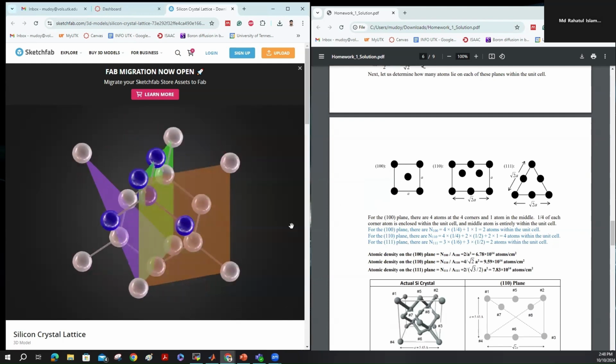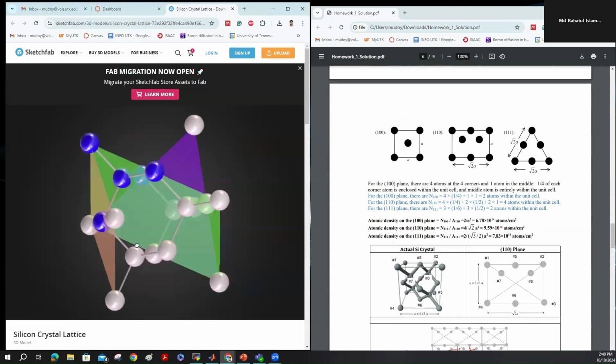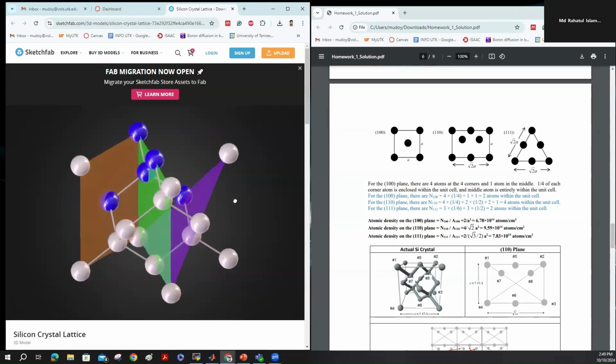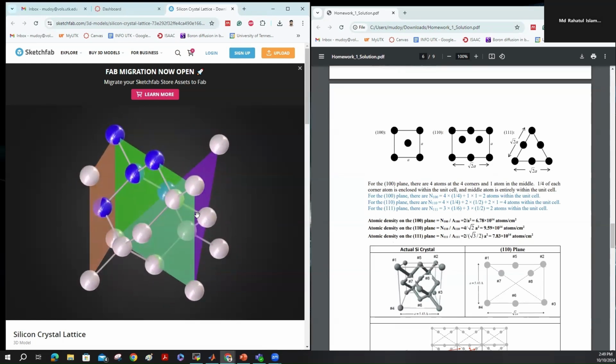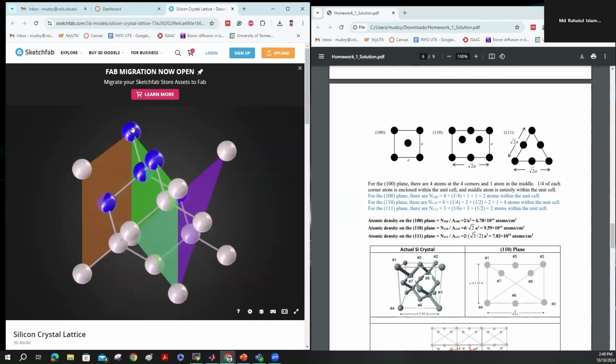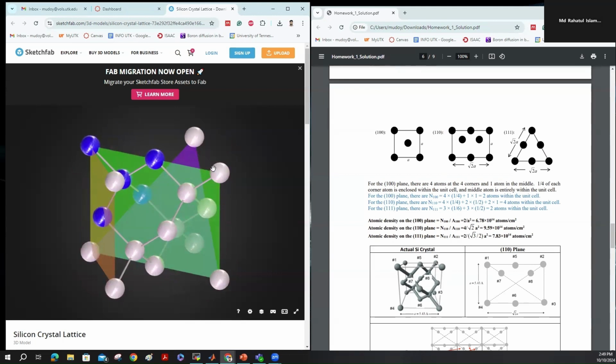And let's move to the next plane, which is the 110 plane. In this 3D picture, this green plane is the 110 plane, and as you can see, there are many atoms inside this plane. Let's count it. We have one corner atom right here, then in the middle the blue atom, and then there is another atom. So there are three atoms at the top layer. As you can see in this picture, there are three atoms right there.